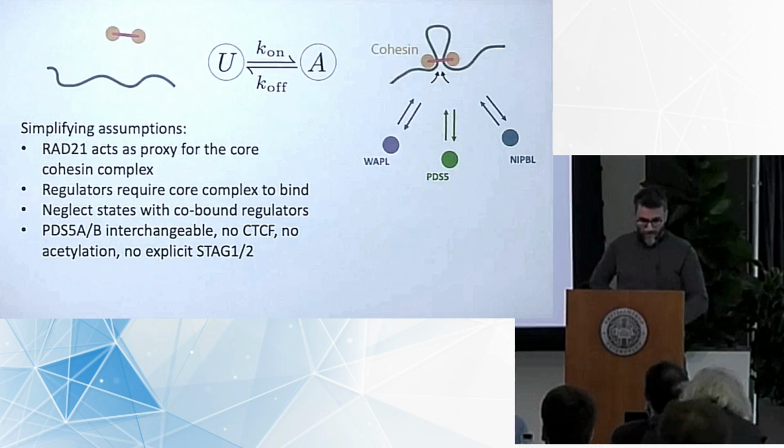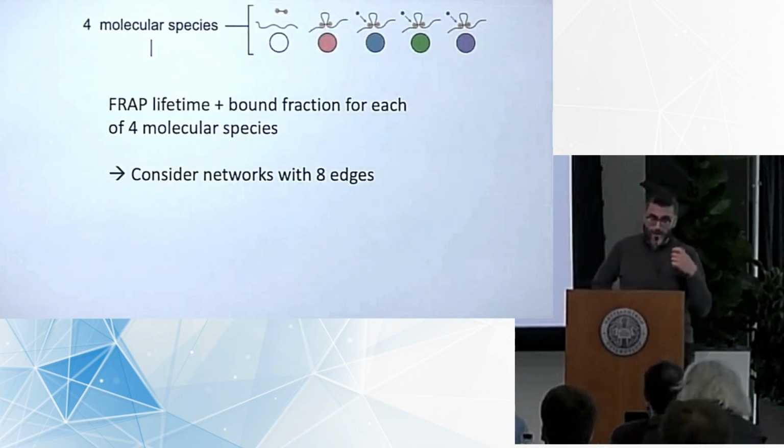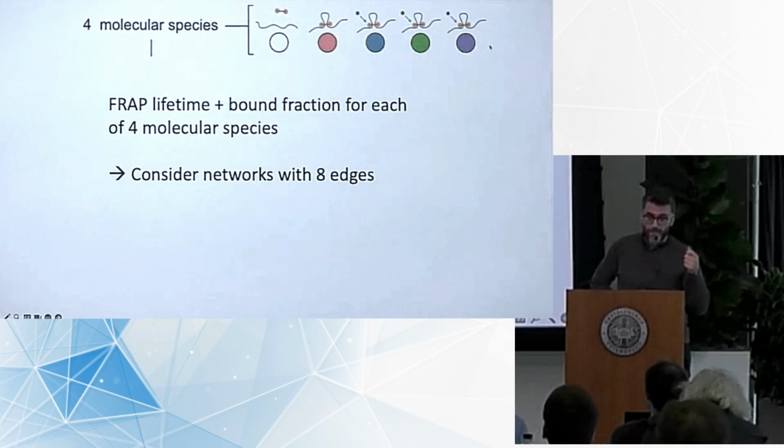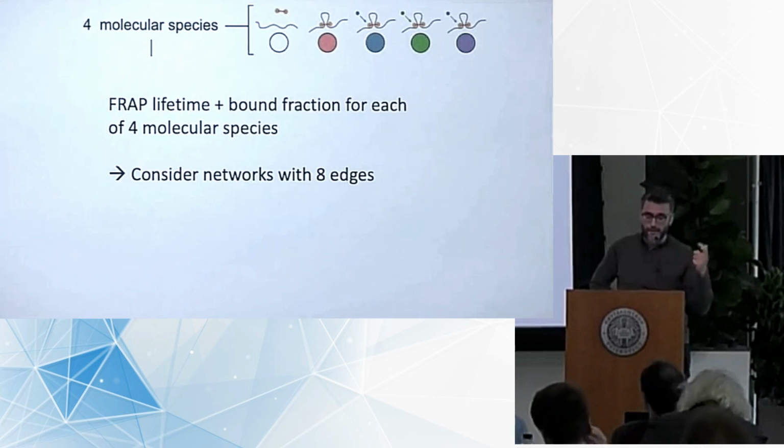Ask me. Okay, so if we have 3 subunits in the core complex, we have an unbound state and 4 bound states, each representing either the bare core complex, the core complex co-bound with NIPBL, the core complex co-bound with PDS5, or the core complex co-bound with WAPL. We have FRAP, lifetime, and bound fraction for each of these 4 molecular species. So we have 8 observations that can constrain a reaction network with up to 8 edges.